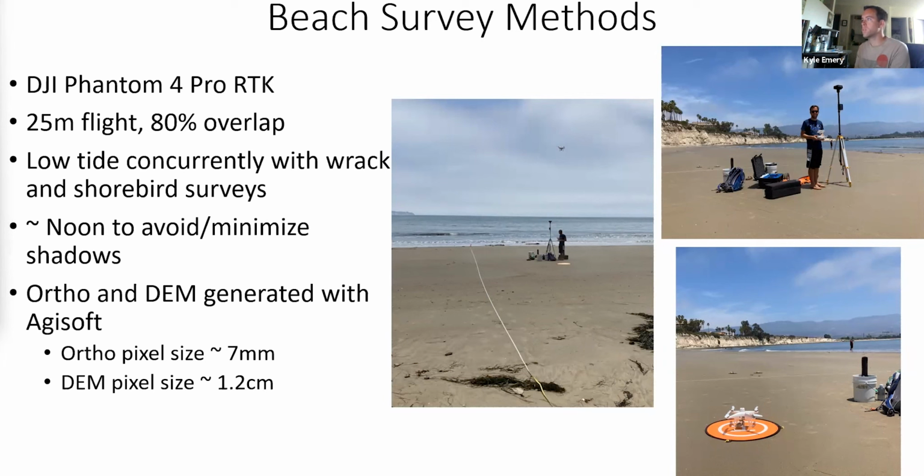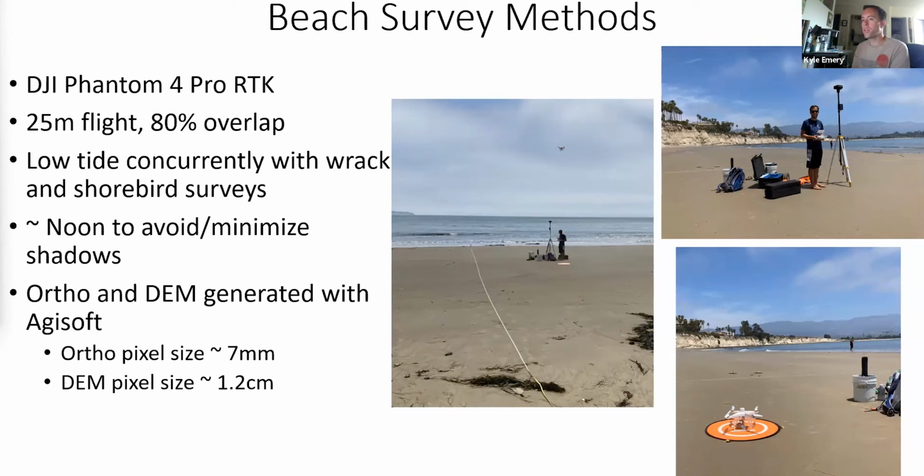What's unique about these surveys, though, is that I'm flying at a very low altitude. So all these surveys are at 25 meters with an 80% image overlap. We're conducting these at low tide concurrently with our RAC and shorebird surveys. And our flights are flown as close to noon as possible. So unlike the flights over water that Kate described, we want the sun to be directly overhead to minimize any influence of shadows from rack or footprints or any other alteration on the beach surface.